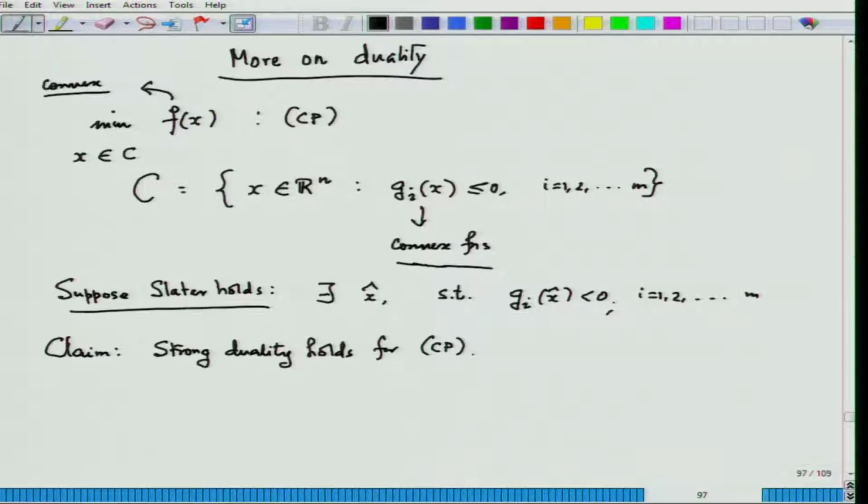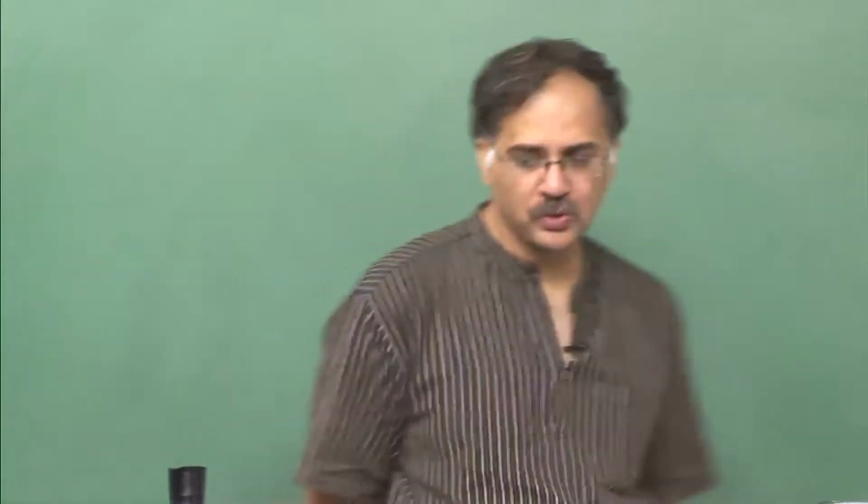Now, you might ask me the question, what happens if Slater does not hold? Does that mean that strong duality can fail even for the convex programming case? The answer is yes. We will show by an example that strong duality will fail even if the problem is convex, a very simple looking problem. But what can also happen is that Slater does not hold, but strong duality still holds.